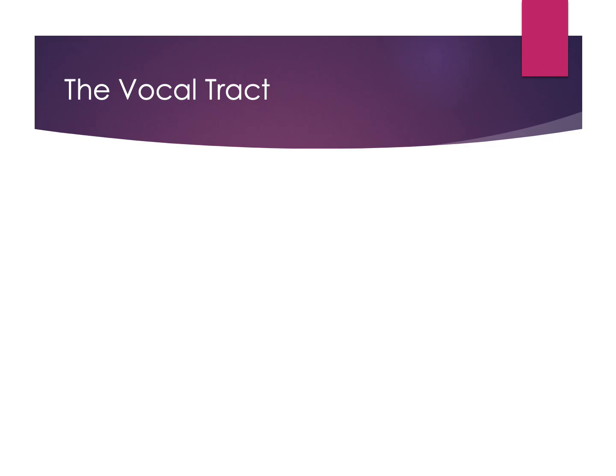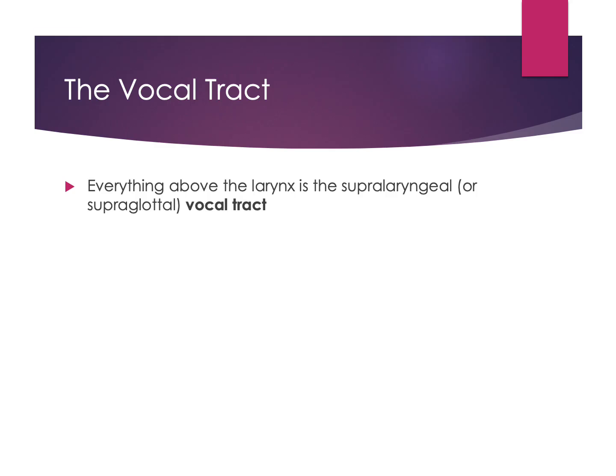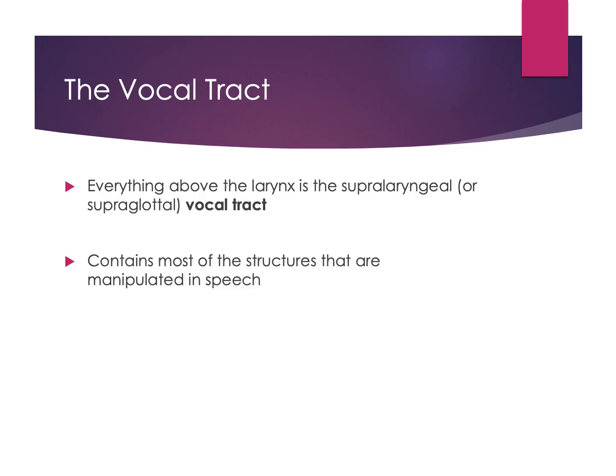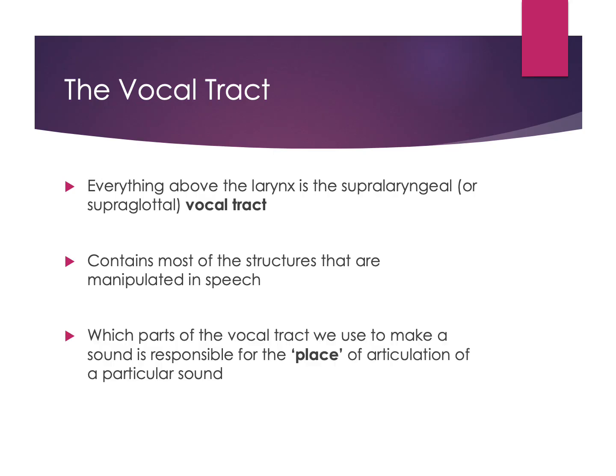And then finally, what we'll focus on in the next couple lectures is the vocal tract. So this is everything above our larynx, our supralaryngeal or supraglottal area. You'll typically only hear me refer to it as a vocal tract. It's much easier to say and remember. And this contains most of the structures that we manipulate in speech. So even though our lungs play a vital role, even though our larynx plays a role in voicing, which is one of the three major descriptions we use for consonants, the vocal tract is going to be responsible for those other areas of change. The parts of the vocal tract that we're using to make a sound are going to be responsible for the place of articulation, what we'll focus on in the next lecture, of a particular sound.